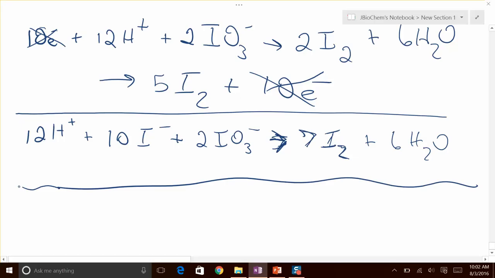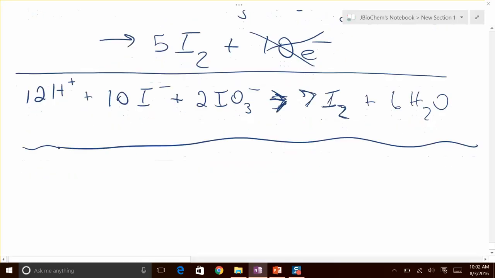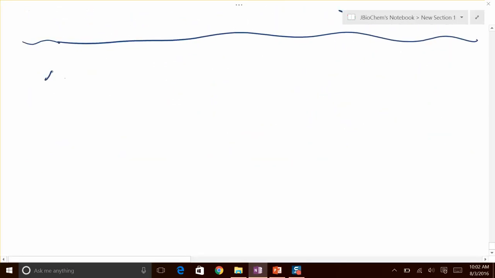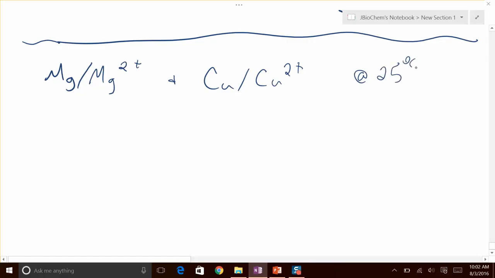Okay, so let's now look at a few problems where we're trying to calculate the voltage of the cell. So we're going to calculate the standard EMF of a cell that uses magnesium to magnesium 2 plus and copper to copper 2 plus. This is at 25 degrees Celsius, so we can use the chart. Write the equation for the cell reaction that occurs under standard state conditions.